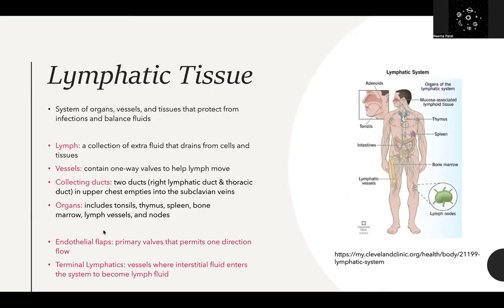So endothelial flaps are the primary valves that permit one-way flow. They're overlapping endothelial cells that act as one-way valves, and they open when the pressure increases. They also prevent backflow when closed. The terminal lymphatics are vessels where interstitial fluid enters the system to become lymph fluid.